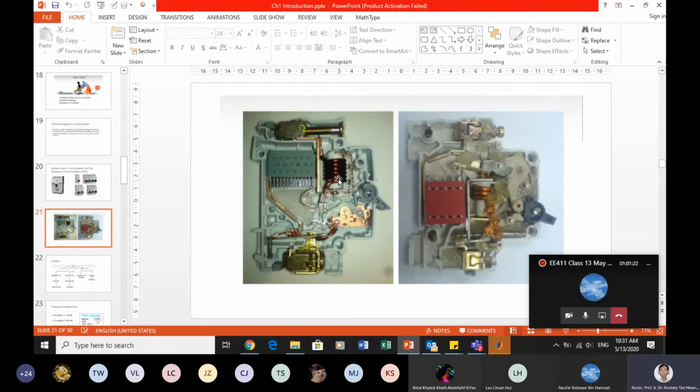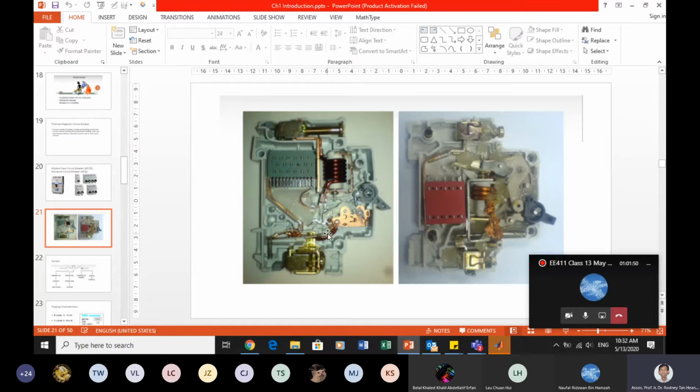Now, the magnetic coil here is to protect against short circuit. When you have a short circuit, the current will be very, very high, 16 amp, for example, 60 amp. So it will create a very strong magnet to trip this relay, and then this thing will trip down. That is to protect against short circuit.